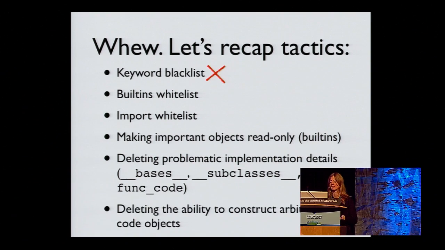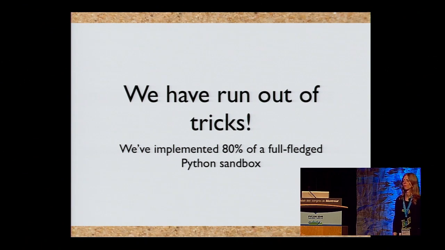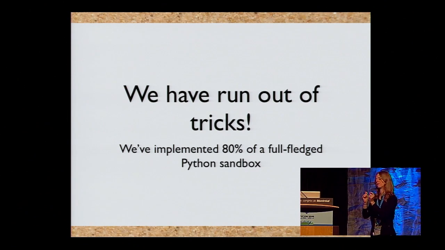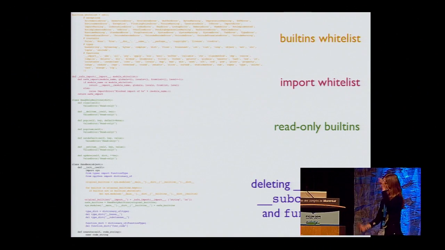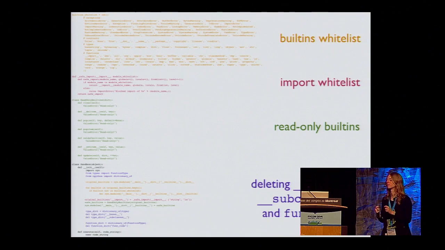Sweet. And actually, we've run out of tricks. We have implemented, I would say, 80% of a full-fledged Python sandbox, where the remaining 20% are just edge cases due to details in the language. But if we zoom way, way, way out, you could imagine a single file containing all of the code we've written, where first we produce a builtins whitelist, then we have an import whitelist, and we make builtins read-only, and before we execute any code, we delete some of these problematic details.